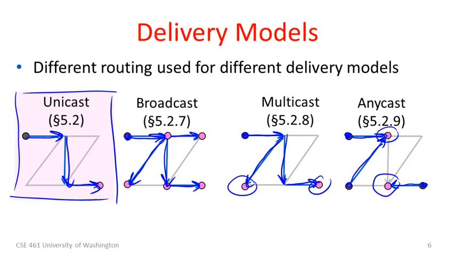This may seem like a very strange model, but it's actually quite useful in the network if you want to deliver packets, for instance, to the nearest root DNS server, or the nearest of one of a copy of many servers in a content distribution network. But as I say here, we're all going to focus on unicast delivery.